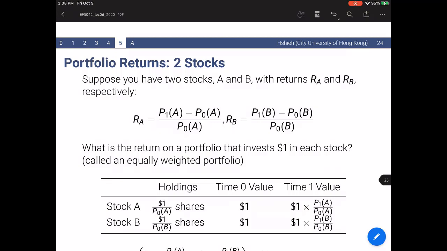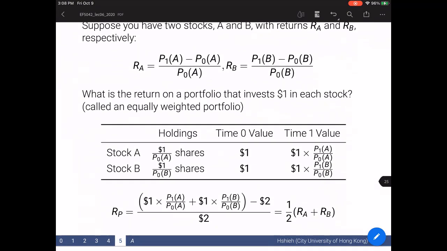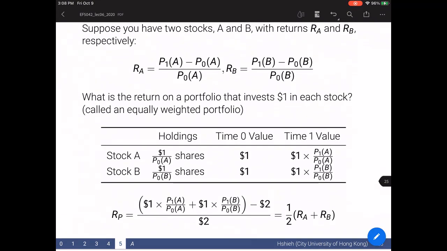Straightforward, right? And so if we have a portfolio of stock A and B and we invest $1 in each stock, we can calculate its value over time. In this table on slide 25, we see that we hold $1 divided by the price of stock A shares, and at time 0, it has $1 value, obviously. Same for stock B, we're holding $1 divided by the price of stock B shares, and at time 0, again, just $1.